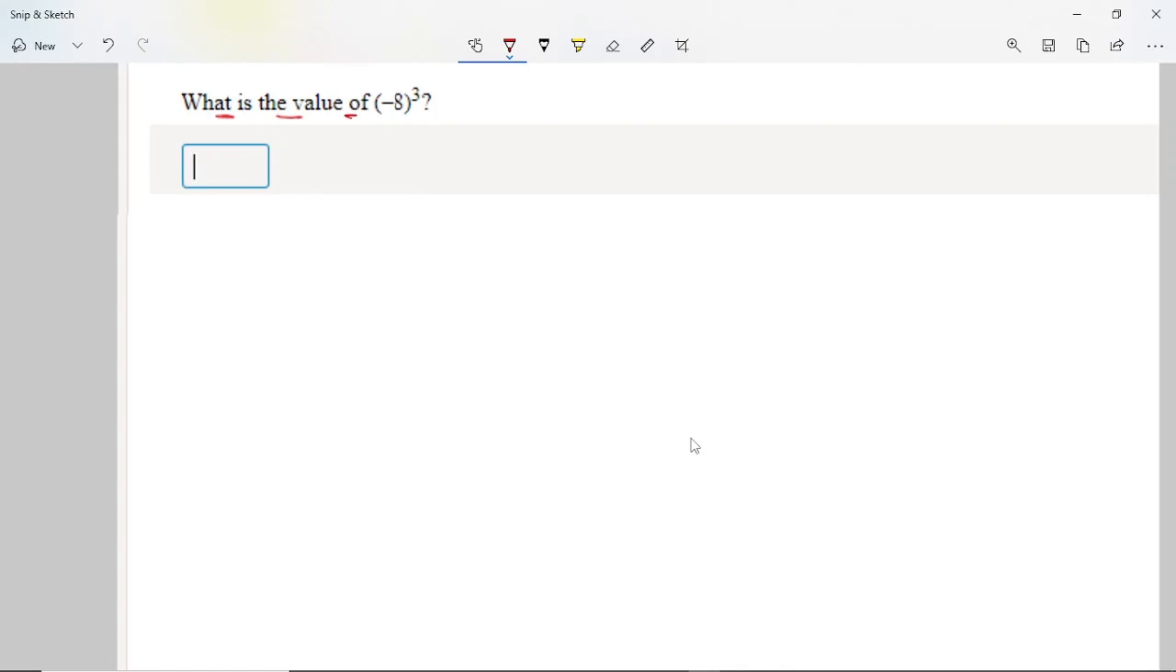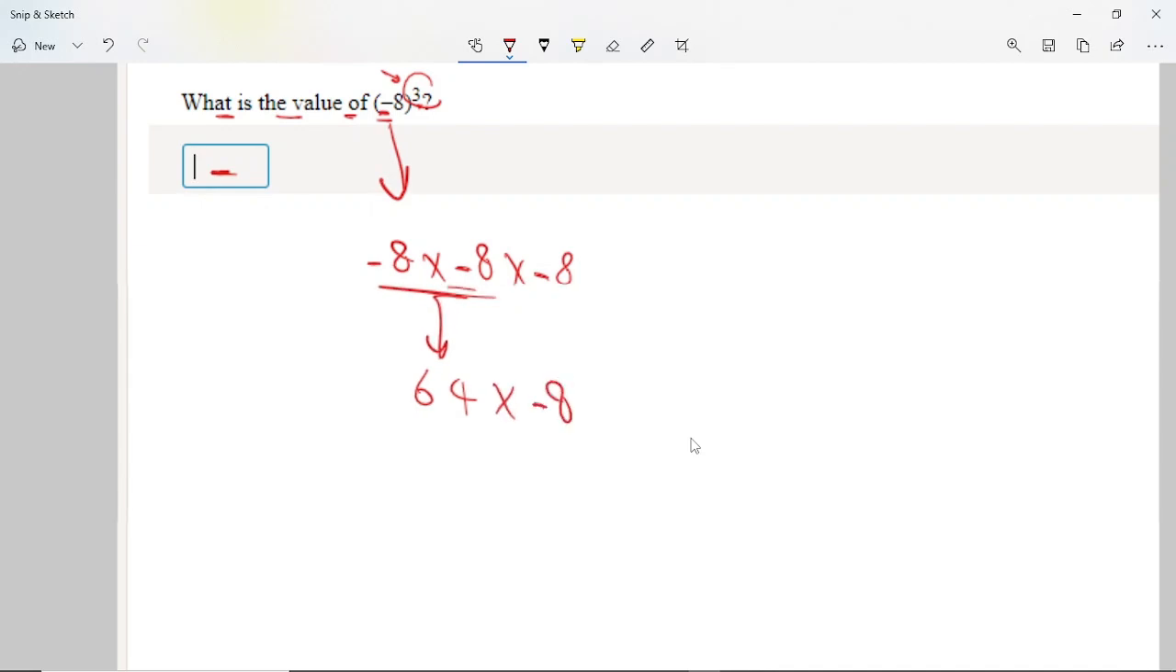What is the value of minus 8 power of 3? Here the power is odd. It's an odd number, so the answer must have a negative. Okay, so minus 8 power of 3 means minus 8 will be multiplied 3 times. This will be 64 multiplied by minus 8. So the answer will be 512 minus. Okay, negative 512.